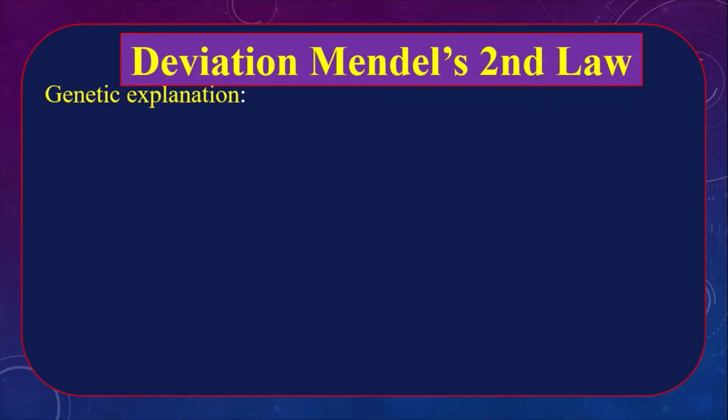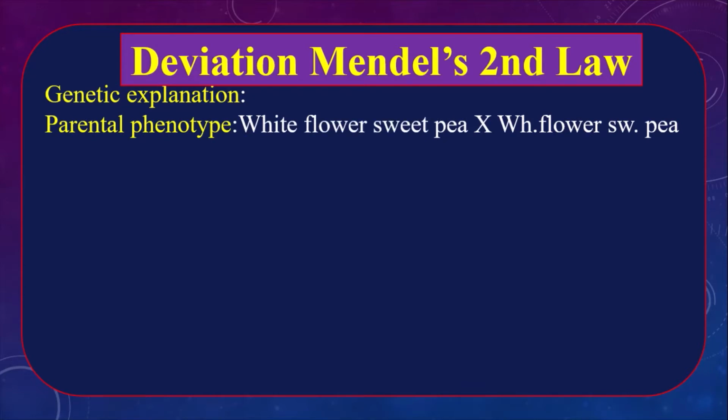Genetic explanation of complementary gene. Parental phenotype: here we take white flower sweet pea and white flower sweet pea, but their genotypic condition is different. One is capital A, small b, and the other is small a, capital B. Here A is responsible for white and B is responsible for sweet.